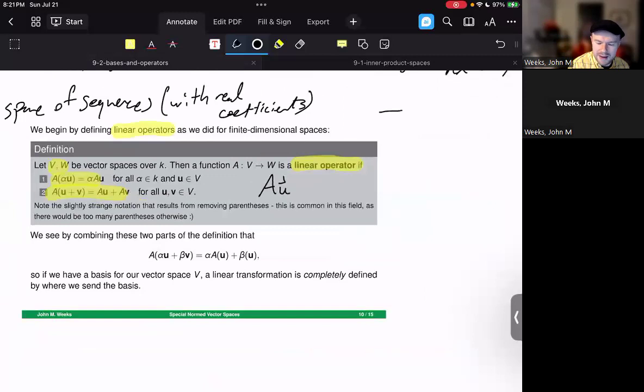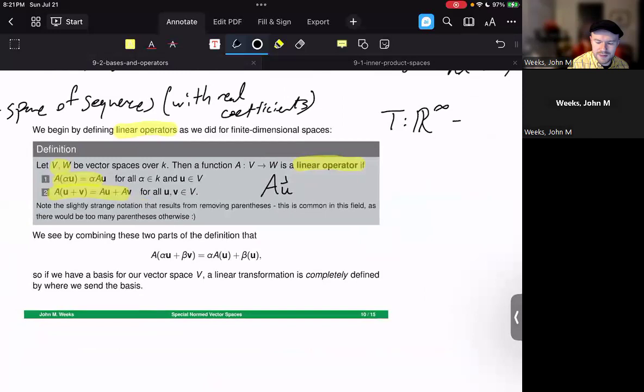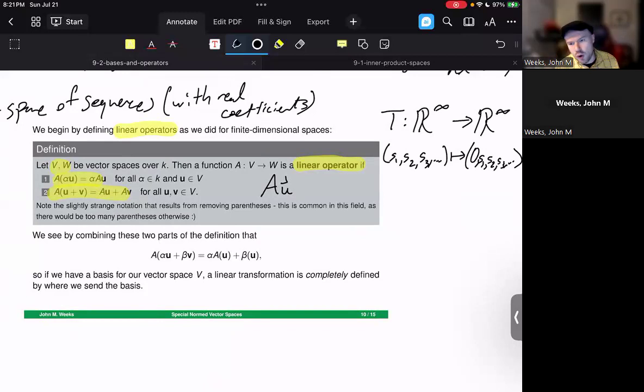Let's say that we have T going from the set of real sequences to the set of real sequences. And let's say what it does is that it takes a sequence, whatever it is, let's say it's S1, S2, S3, and so on and so forth, and it maps it to, you may remember this one now, the sequence that puts a 0 right on the very front and shifts everything over by 1. This is a linear operator between two infinite dimensional vector spaces.